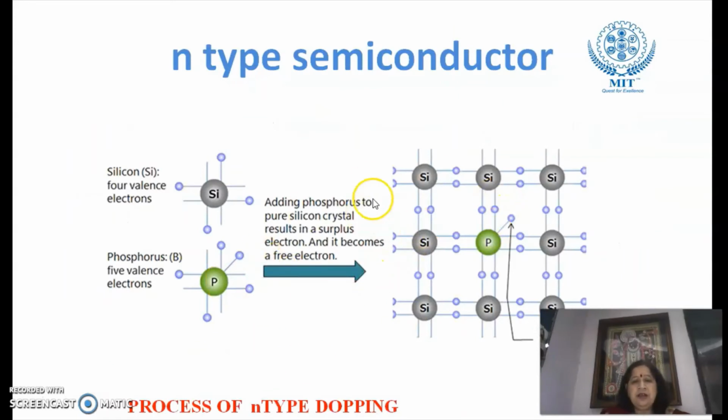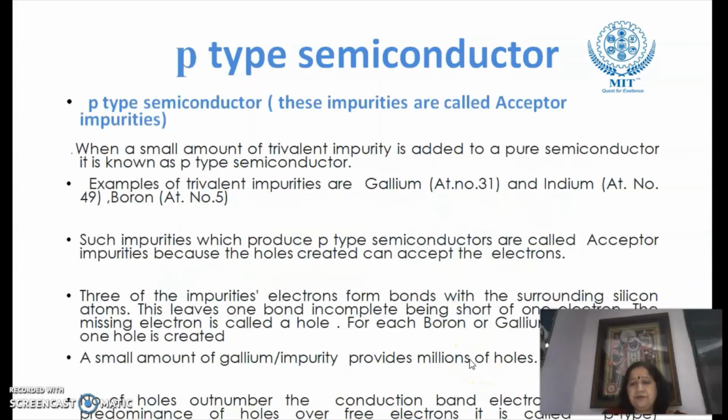Here you can see the structure for N-type semiconductor. This is the phosphorus atom, which has 5 electrons. 2, 8, since the atomic number is 15, 5 electrons in its outermost orbit. So the central phosphorus impurity atom forms 4 covalent bonds with the neighboring 4 silicon atoms, and it will contribute 1 free electron. For every phosphorus atom added as impurity in the semiconductor crystal, 1 free electron is contributed, and this free electron is free to move in the crystalline structure. And this is the process of N-type doping.